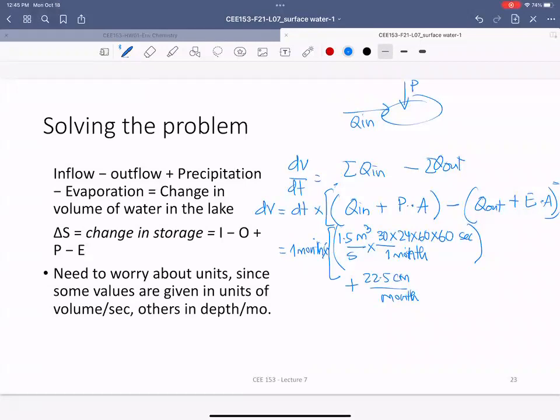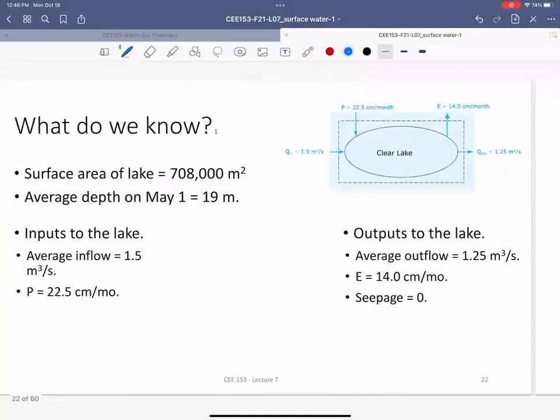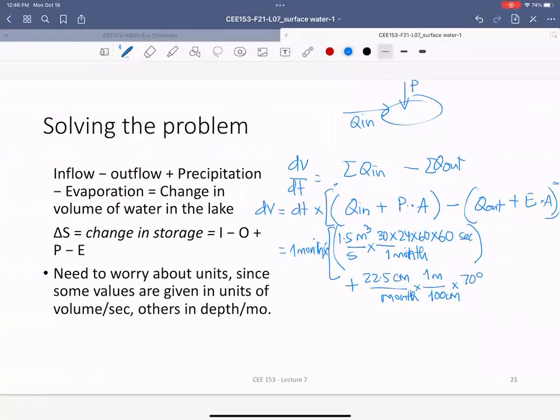All right, so that's centimeter, but then you know that the unit is in meter. The first thing you have to do is 100 centimeter is 1 meter. So you change to meter. Now times area. Area is given how much? 708,000 meters square. So that's the second term. Okay, so now if you see this unit become meter cube per month.